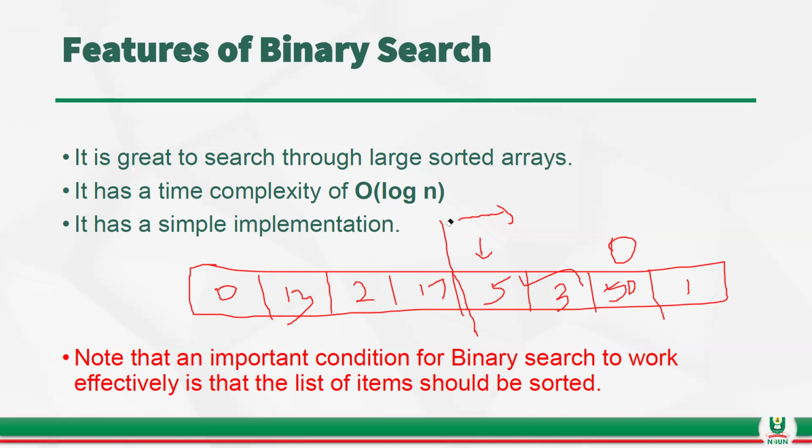Is there any way the algorithm would know that it is handling a sorted array or an unsorted one? That is what I'm saying.